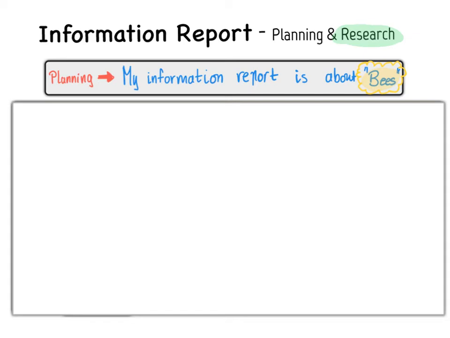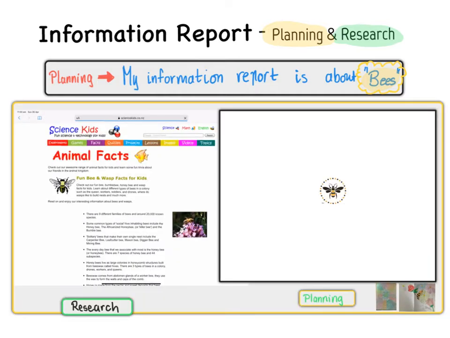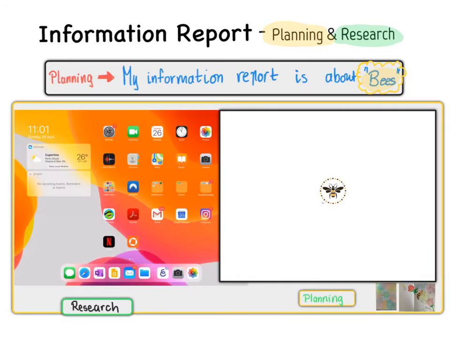Now, the planning part will come later once you've done your research. The planning is writing down important facts that you will later place in your information report. Okay, now that we know which animal we've got, tick, let's get started on the research part. What I've done here is I've actually prepared all of that, and I'm going to walk you through it.